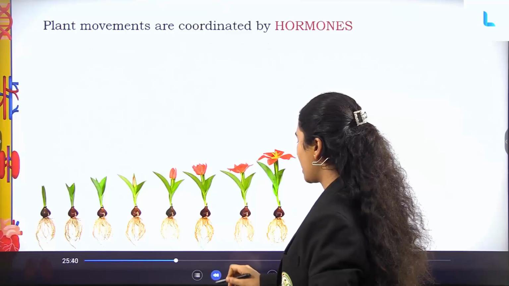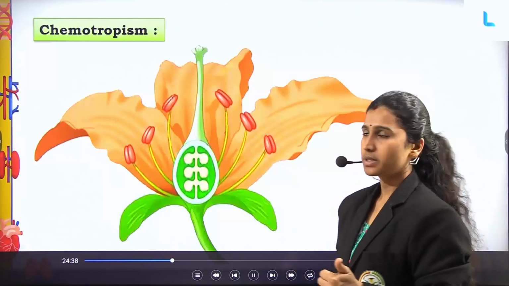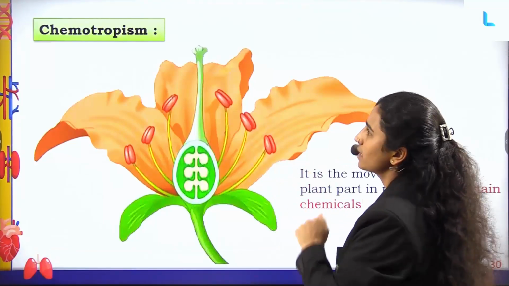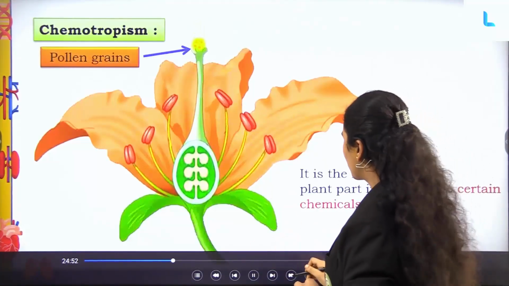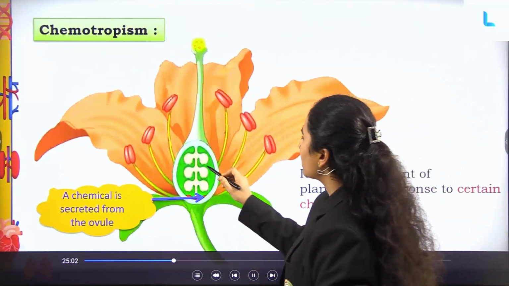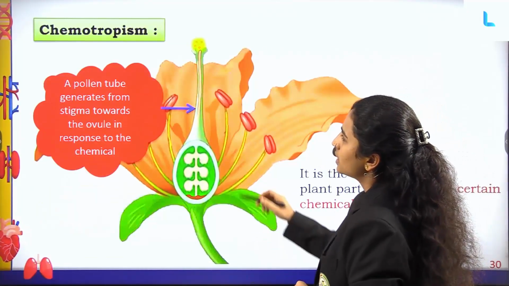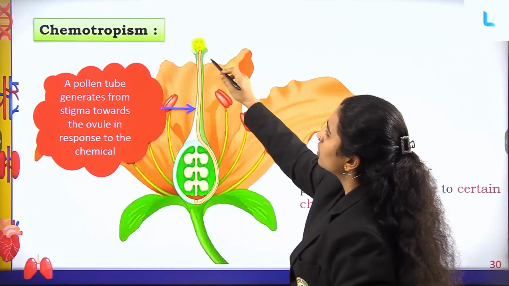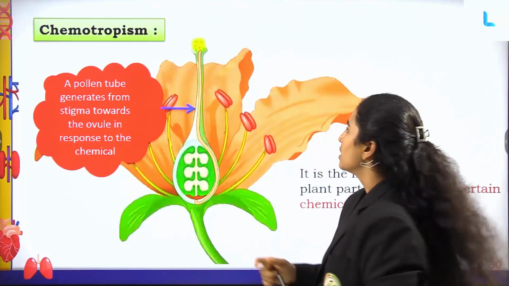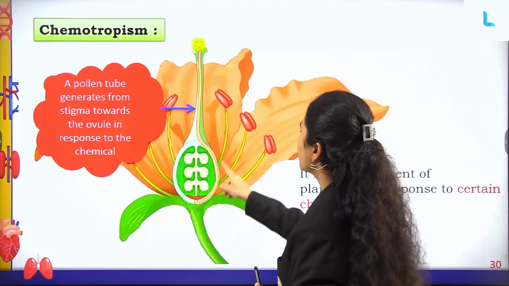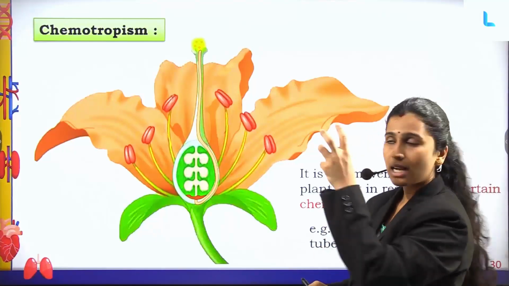The tropisms which we have to see here are of 5 types. So this is chemotropism, phototropism, gravitropism, hydrotropism and chemotropism. So this is how the pollen grains are going to fall upon it, and a chemical will be secreted from the ovule here. So now a pollen tube is the one which is going to generate from stigma towards the ovule, acting as response to the chemical. So that is how they are going to attract, or they are going to take up the pollen grains.